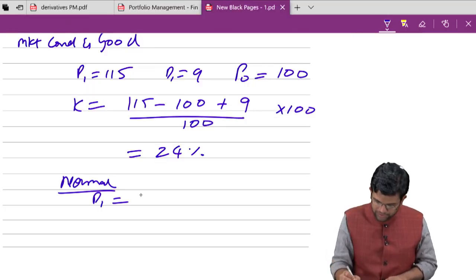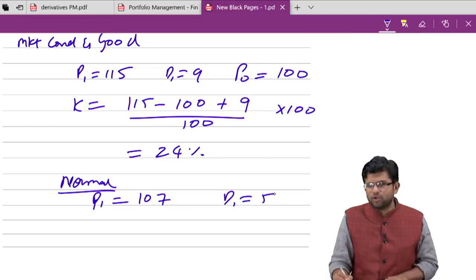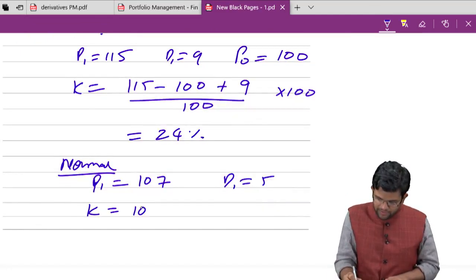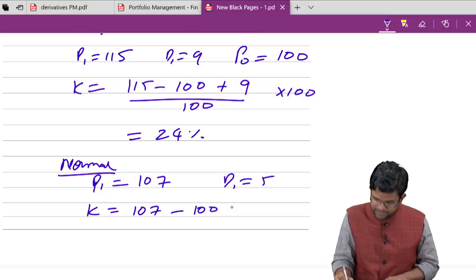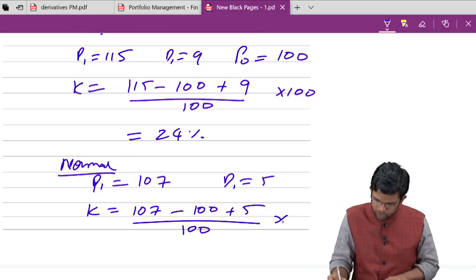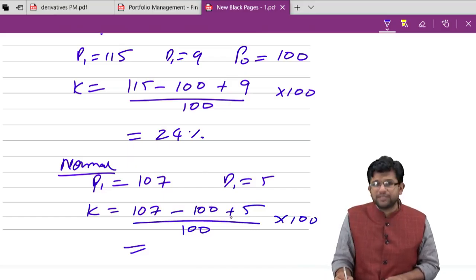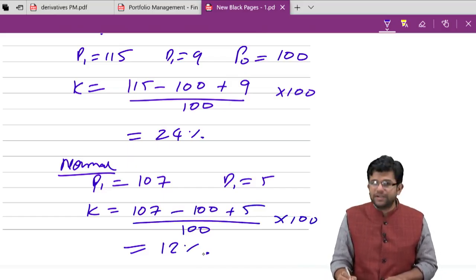So I'll write down P1 is 107, D1 is 5, P0 obviously is 100. So my K will be (P1 minus P0 plus D1) upon P0 into 100. 7 plus 5 is 12. This is 12%. Everybody following?